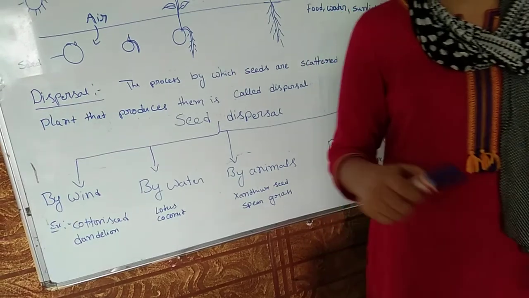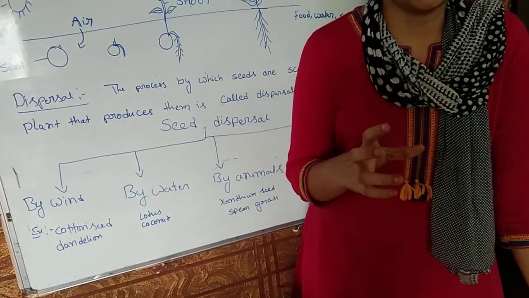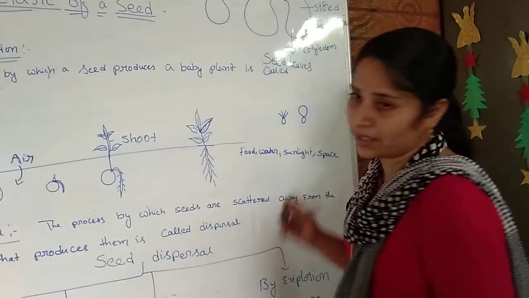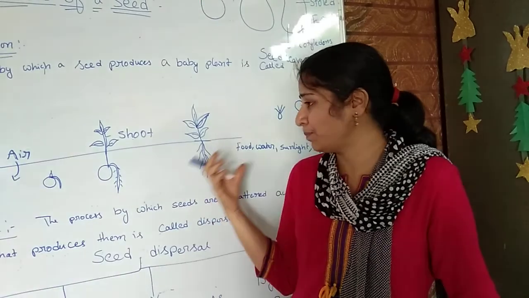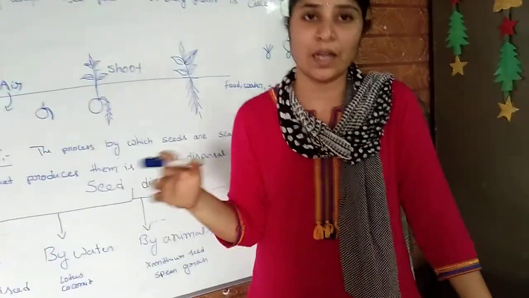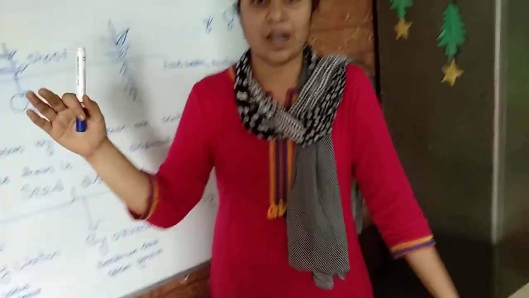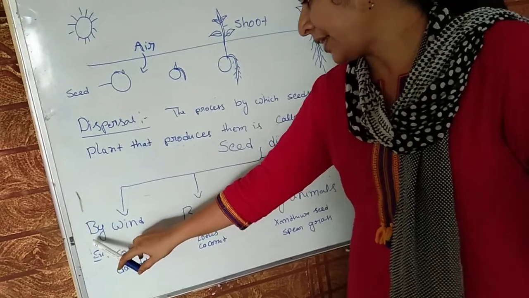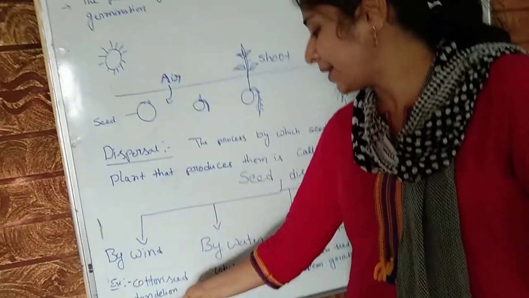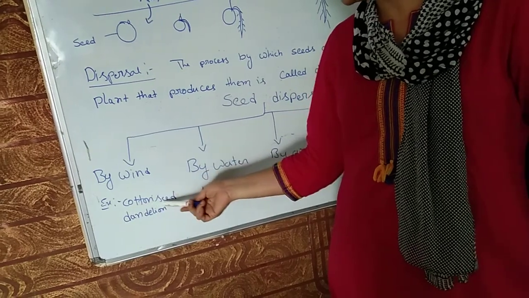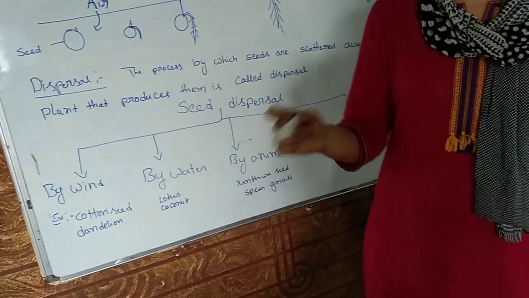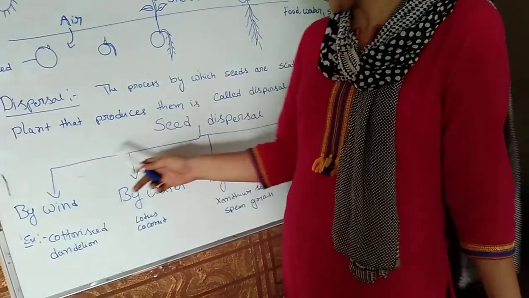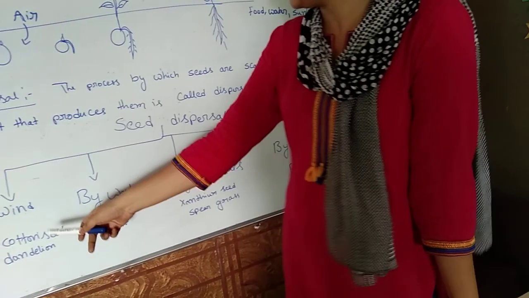These seeds are very light in weight, and they have some structures like hair-like structures or parachute-like structures. These help the seeds to fly easily with the air from one place to another place. This is scattering by the wind. Examples: cotton seeds, dandelion seeds. They can easily fly with the air from one place to another place. In this way, the dispersal of the seeds will take place.